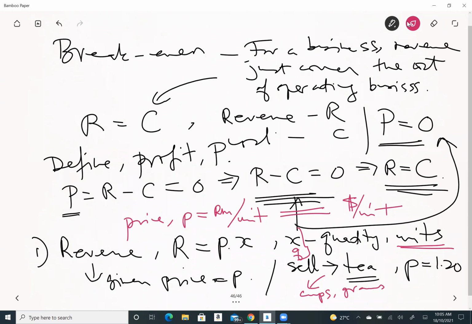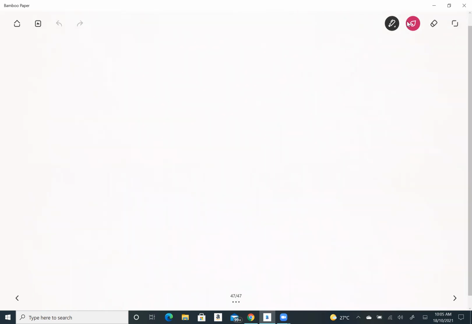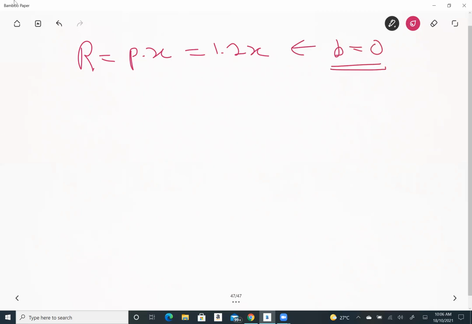Revenue is very simple, P times X. And given the price, you have the revenue. So for our example, revenue by selling tea will be equal to P times X, which will be equal to 1.2 X. So that is your revenue. So revenue is just a linear function, okay? You see here a linear function, the intercept is 0. There is no intercept, meaning that if you don't sell anything, you will not get any revenue. Okay, all right.